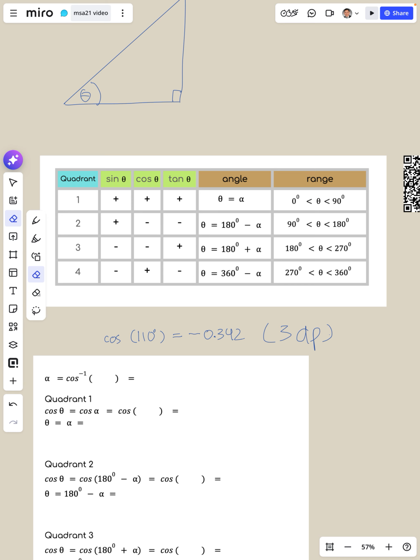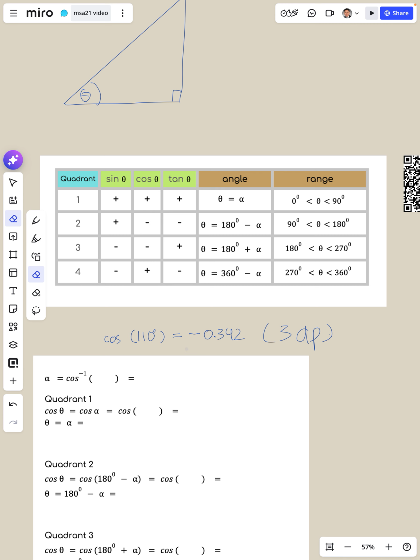The value of angles in a trigonometry function is not limited to 90 degrees. It can be any real number. You can even put a negative number there, right? And the information given in this video's example is that cosine 110 is negative 0.342 to 3 decimal places.